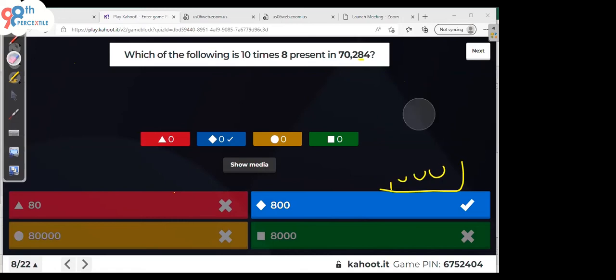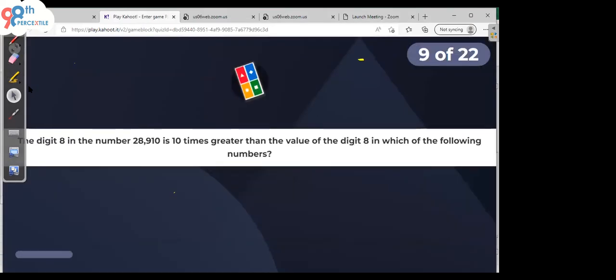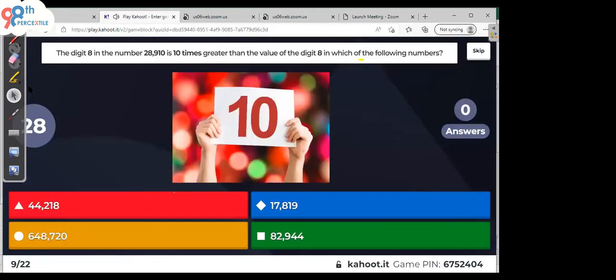Let's move on to the next question. Okay, don't worry. The digit 8 in the number 28,910 is 10 times greater than the value of the digit 8 in which of the following numbers?